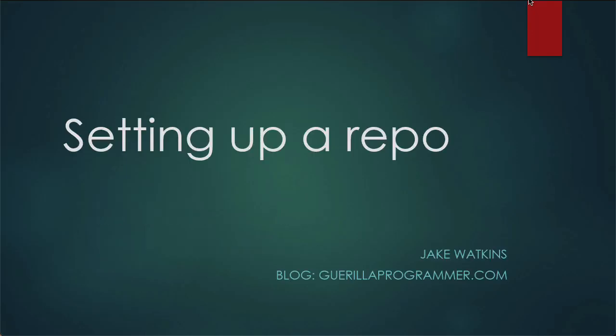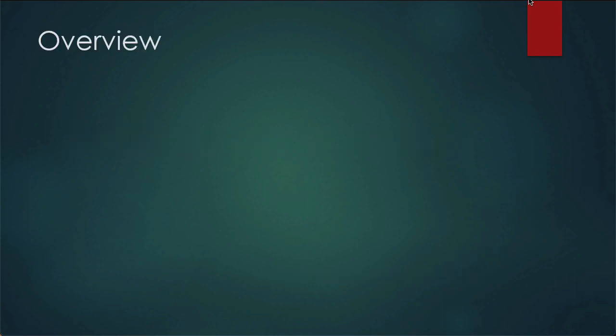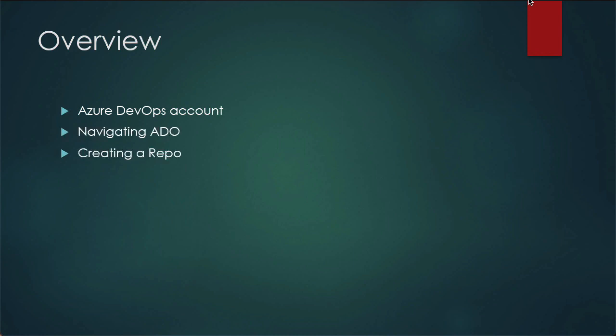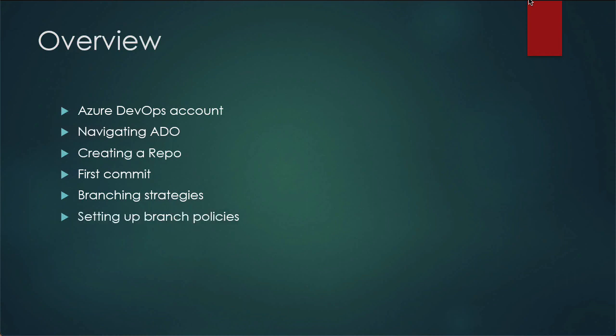So this time we're going to talk about setting up our repo. What we're going to do is look at getting an Azure DevOps account and then navigating around inside of ADO. We're going to create our repo, talk about committing our first bit of code to it, talk about branching strategies, and setting up branching policies should you decide to use a branching strategy. And that's pretty much it.